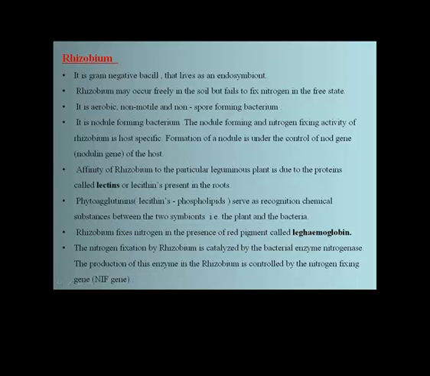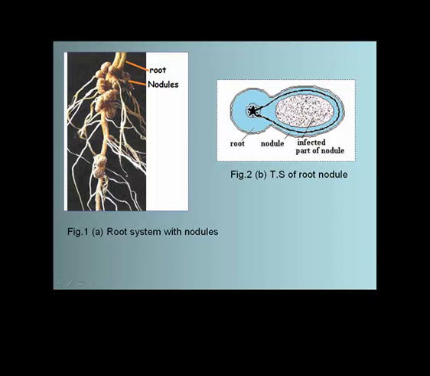Affinity of Rhizobium to the particular leguminous plant is due to proteins called lectins present in the roots. Phytoagglutinins, lectins, and phospholipids serve as recognition chemical substances between the two symbionts, that is, the plant and the bacteria. Rhizobium fixes nitrogen in the presence of the red pigment leghemoglobin. The nitrogen fixation by Rhizobium is catalyzed by the bacterial enzyme nitrogenase. The production of this enzyme is controlled by the nitrogen-fixing gene, the NIF gene. The diagram showing the root system with nodules and TS of a root nodule is shown.